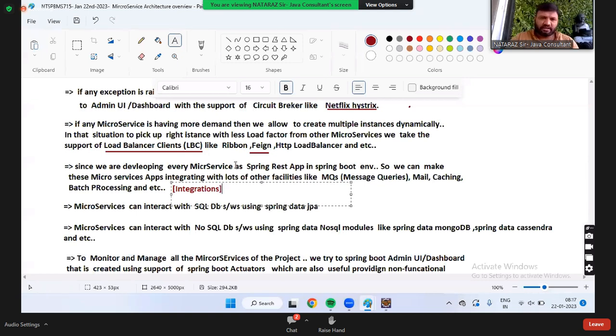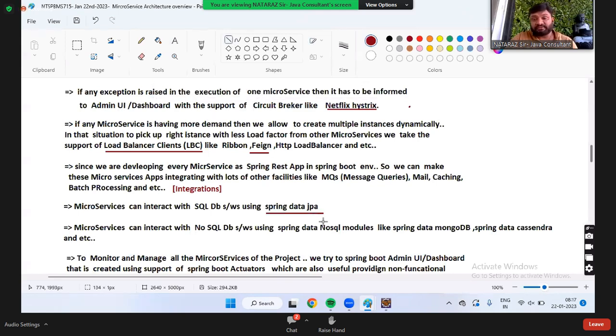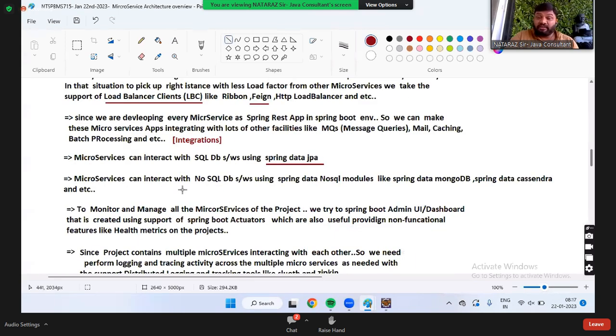Super. A microservice can interact with SQL database software using Spring Data JPA. A microservice can interact with NoSQL database software using what? Spring Data NoSQL modules like Spring Data MongoDB, Spring Data Cassandra, and etc.